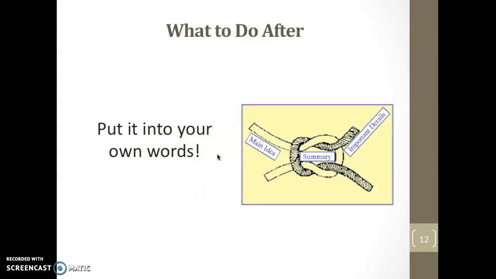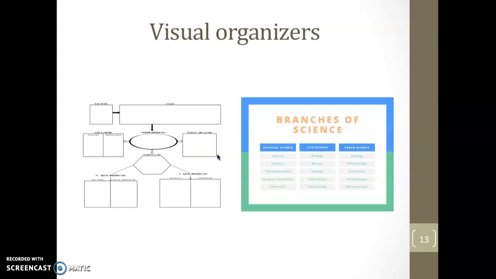So once you've done this, right, you've pre-read, then you've gone through and you've read and you've annotated, you're going to want to then process your reading, okay? There's a couple ways to do that.